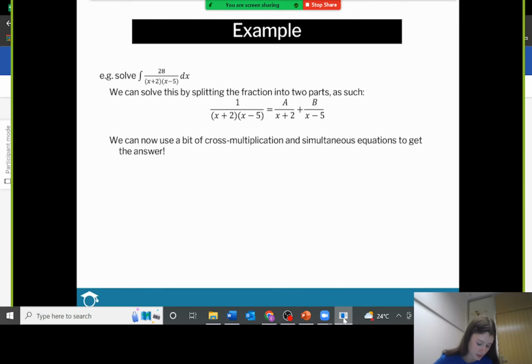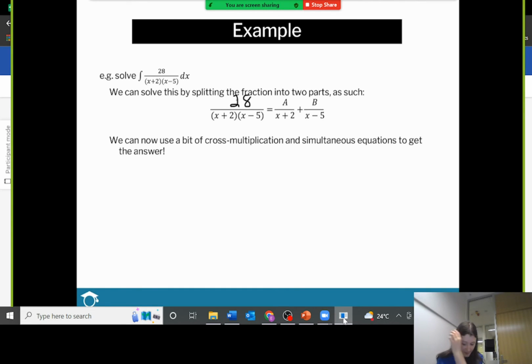So in this example here, we have 28 divided by (x plus 2)(x take 5). What we're going to do is solve this by letting it equal, as I said before, a and b over the 2 linear factors on the bottom. It doesn't matter which one is a and b, they both represent the same thing, as long as you don't mix them up when you're doing the working.